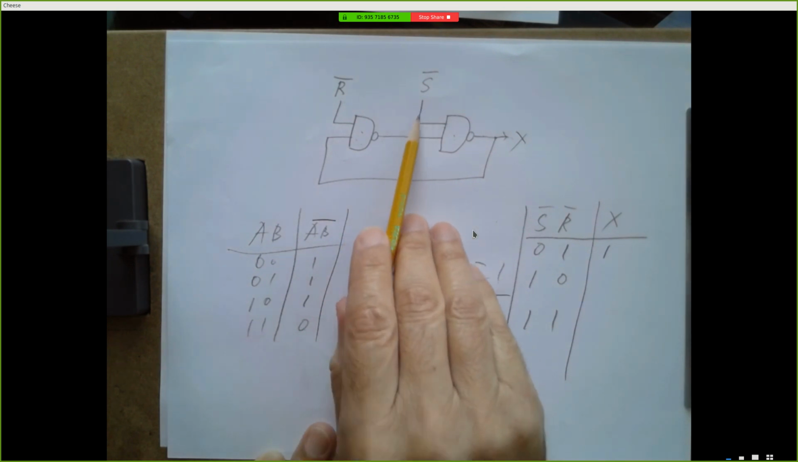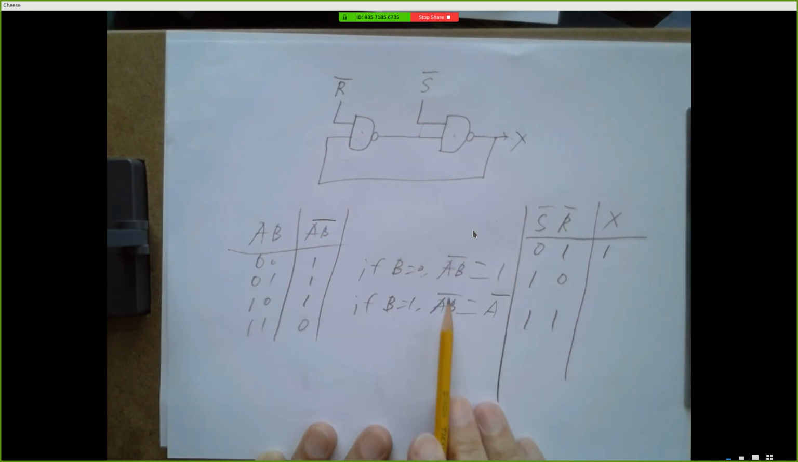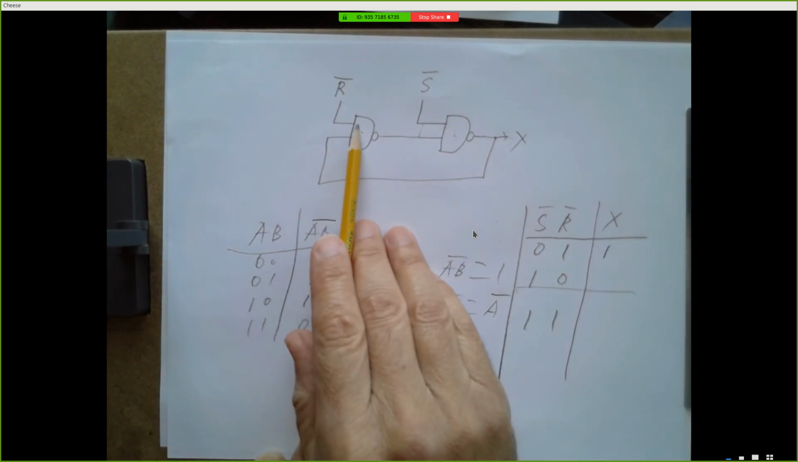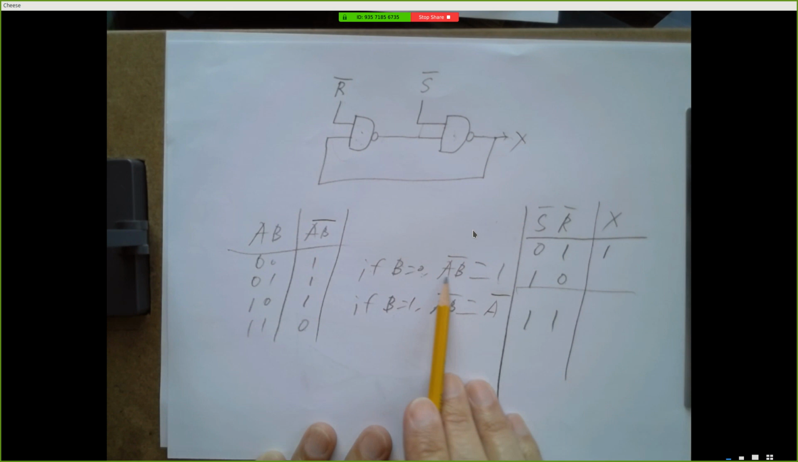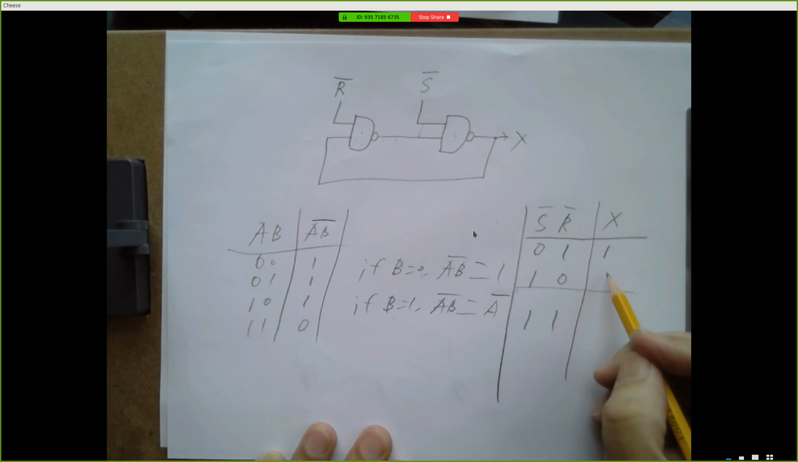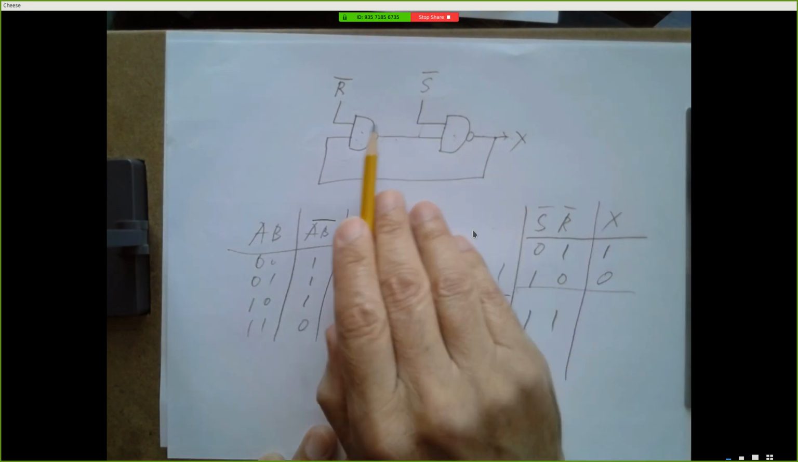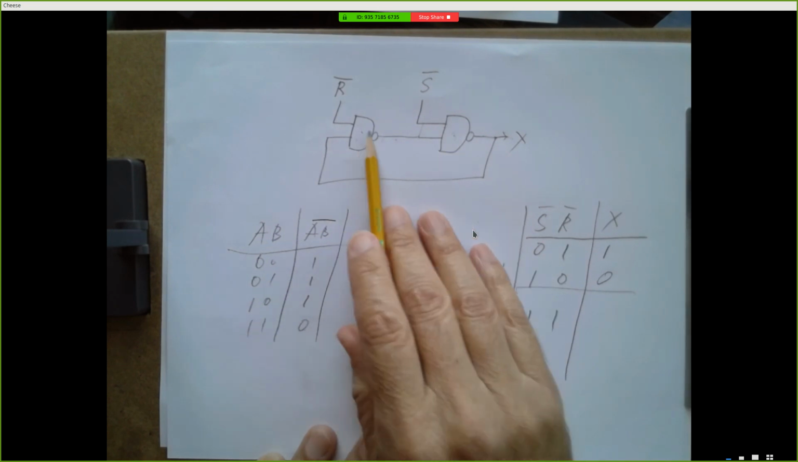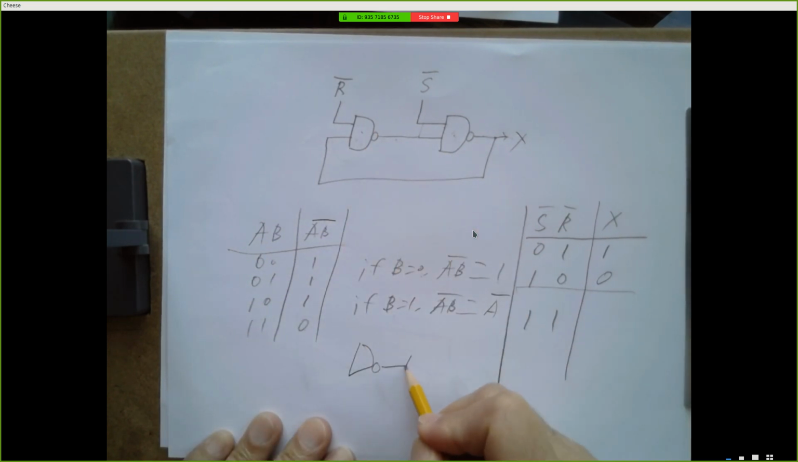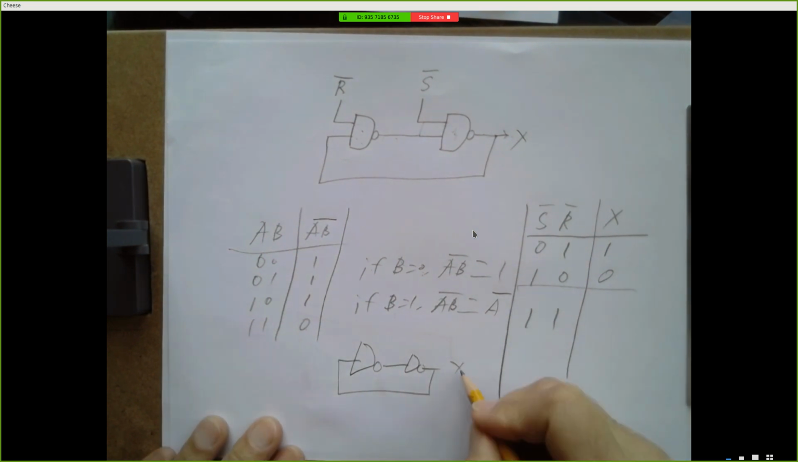On the other hand, if S bar is a 1, then my NAND gate is just acting like an inverter. But if my R bar is a 0, if one of my inputs is 0, the output of the NAND here will be a 1. That 1 will get inverted. X will be a 0. But if S bar and R bar are both 1, then each of these is acting like an inverter, and this is really just this circuit. Which means it's going to remember whatever its current value is.